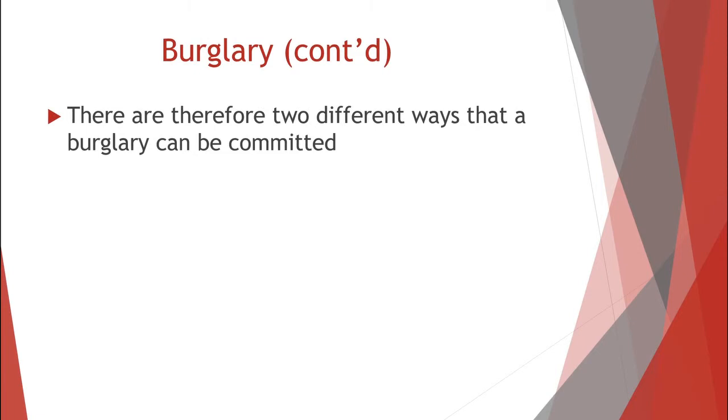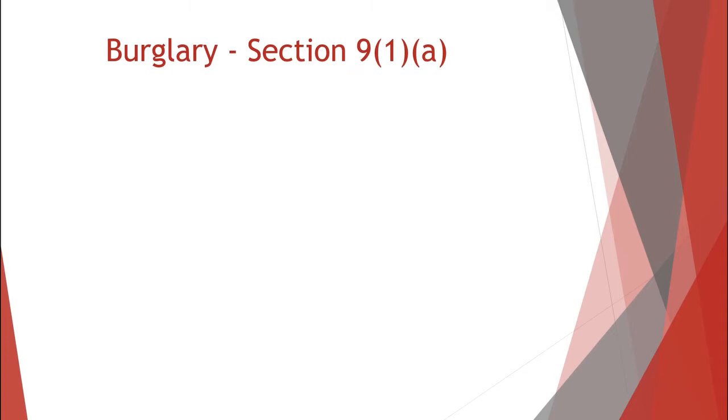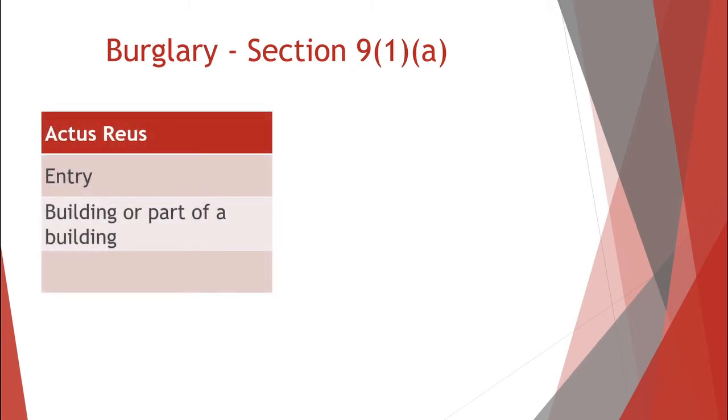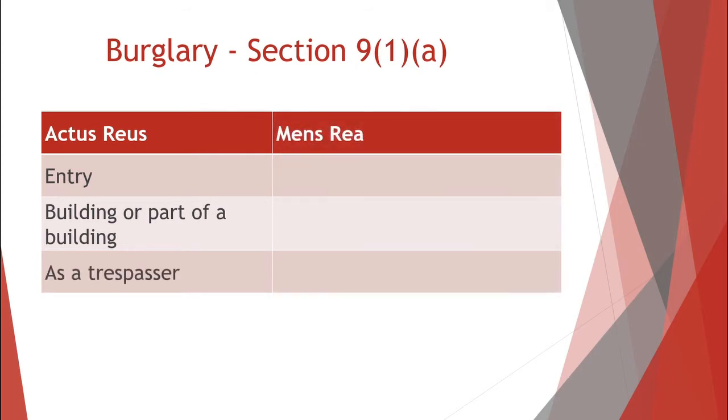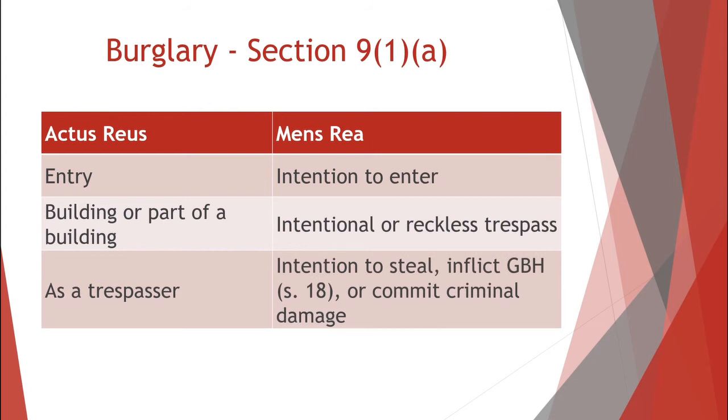We will look firstly at burglary contrary to Section 9(1)(a) of the Theft Act. There are 6 elements to such a burglary. The actus reus consists of entry to a building or part of a building and trespass. The mens rea requires intention to enter, intent or recklessness as to the trespass, and intention to commit one of the offences of either theft, GBH, or criminal damage.